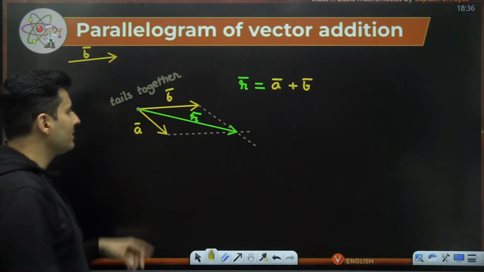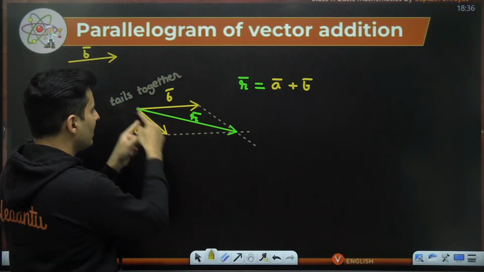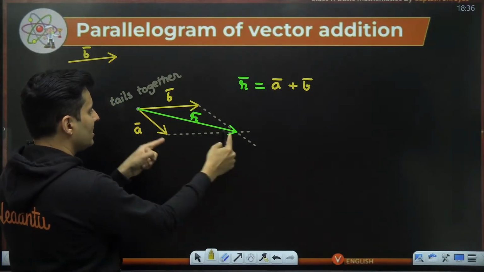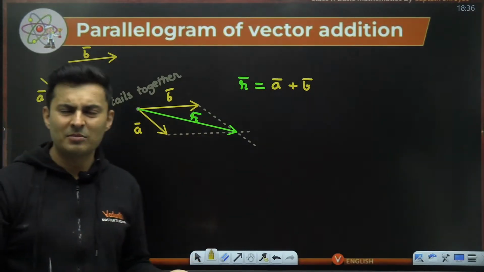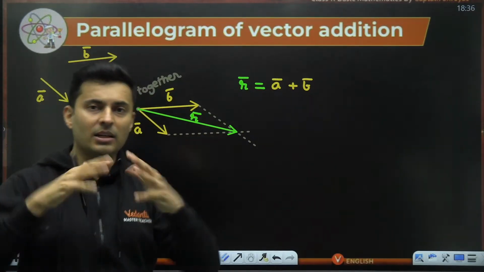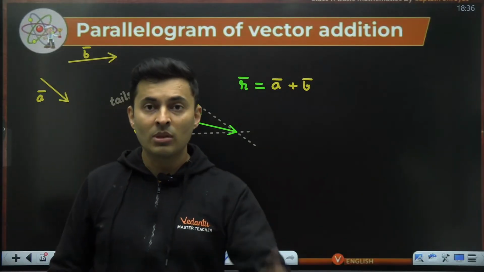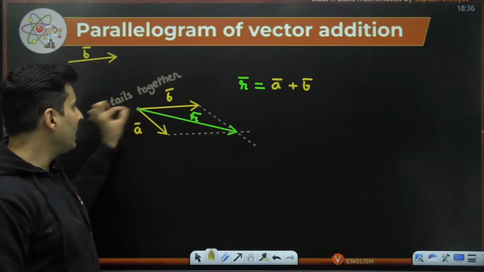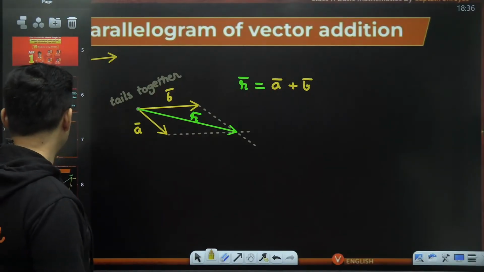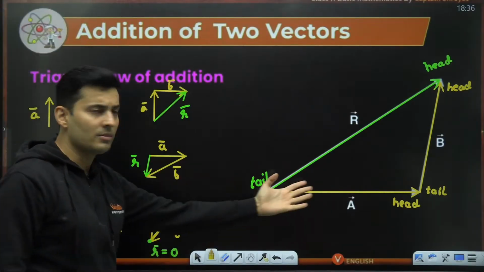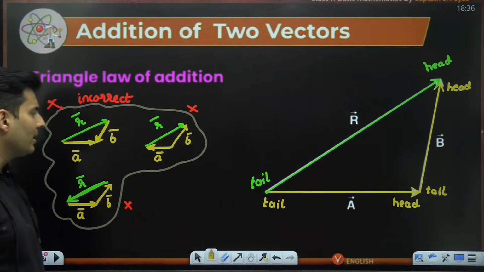So as you can see, if I shift vector B here, it becomes a triangle law. If I shift vector B back here, it becomes parallelogram law. So it's actually one and the same thing. It's just different perspectives of looking at the same thing. For parallelogram law, the tails are together, but for triangle law, you have to go with a head-to-tail kind of arrangement. Okay? Anything else will be incorrect.